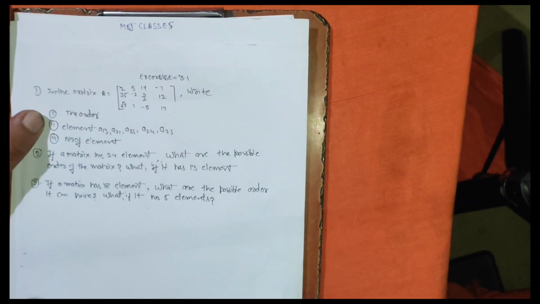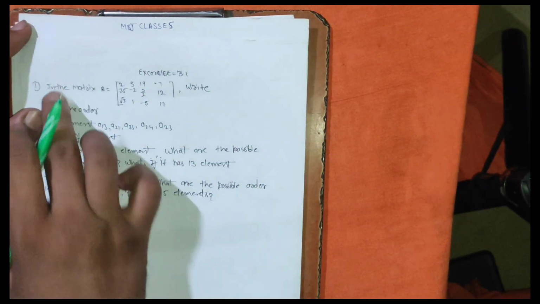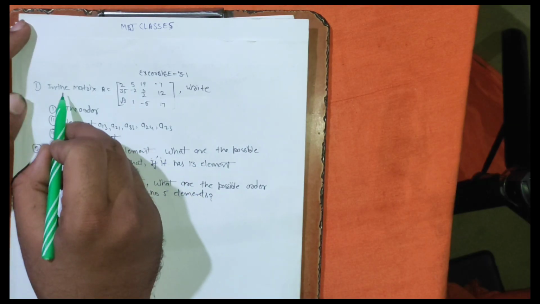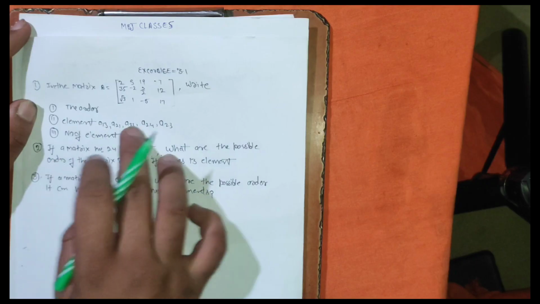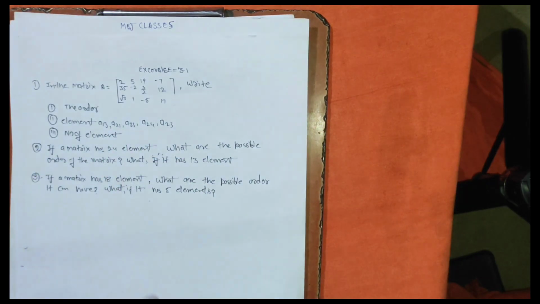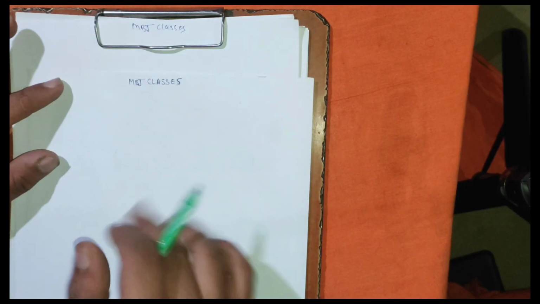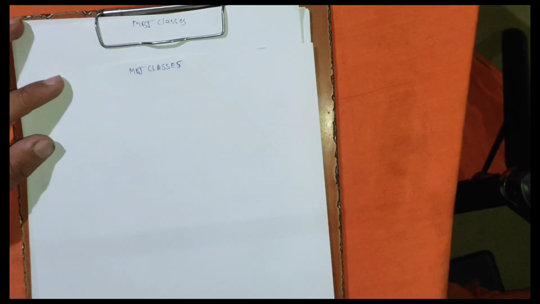Let's start today's class. So we are on exercise 3.1. Here is question number 1. It says that in the matrix A, this is the matrix, write the order, the elements of these elements, and the number of elements. Okay, so we solve question number 1.